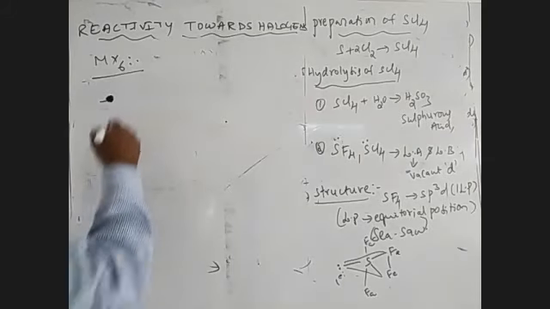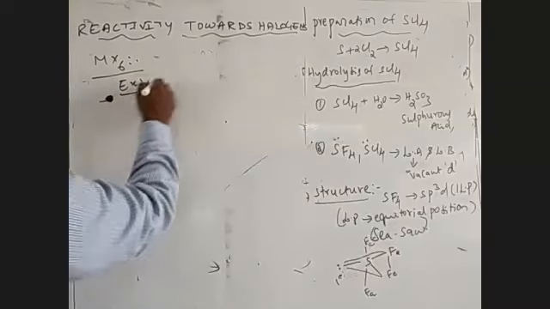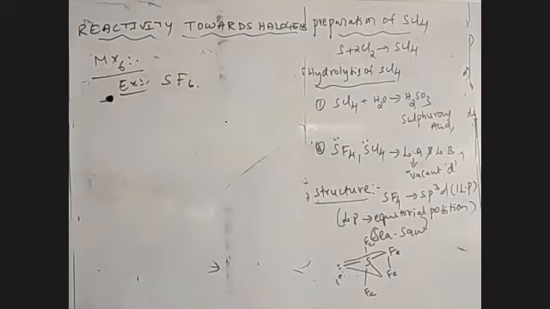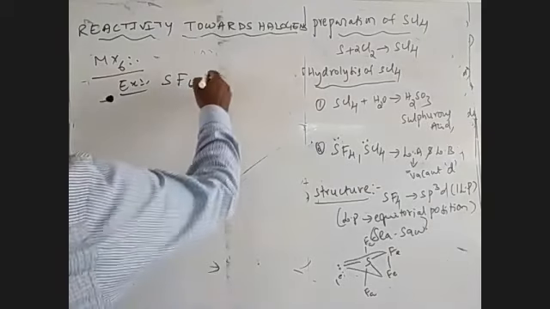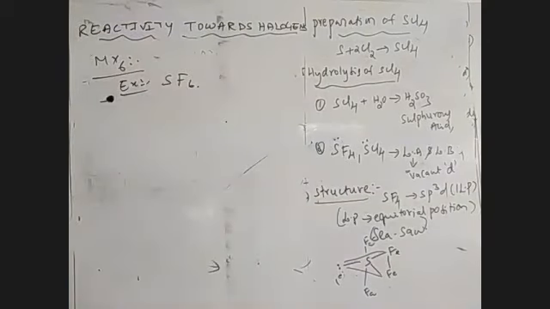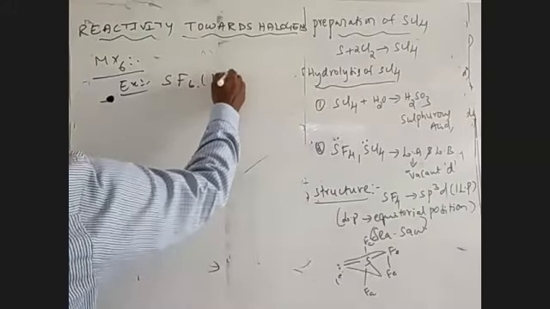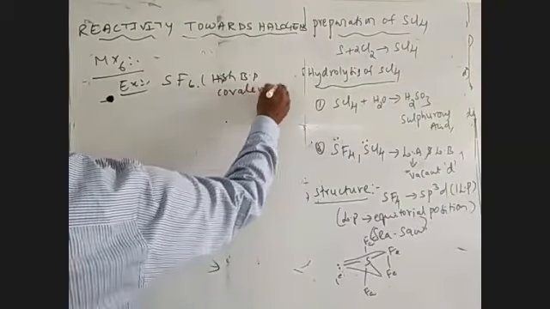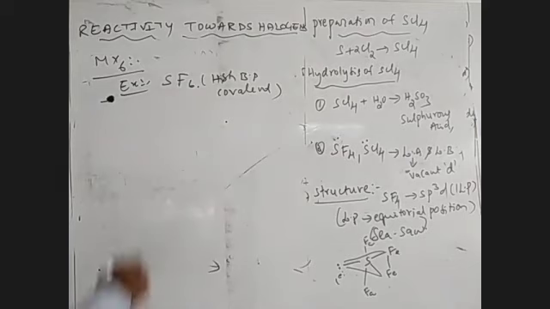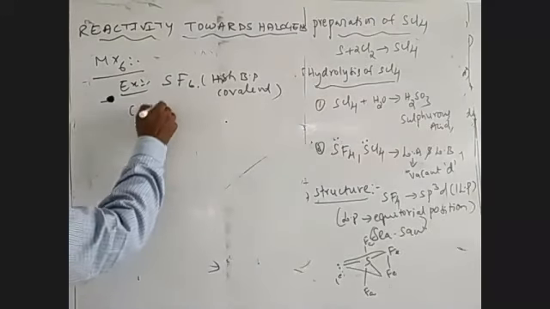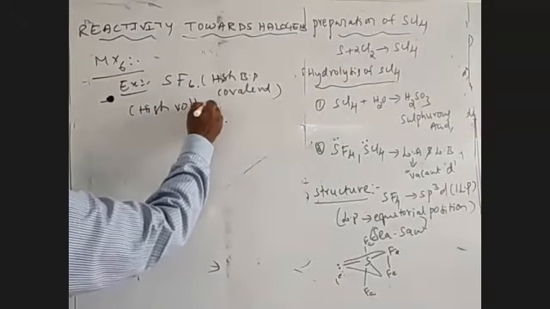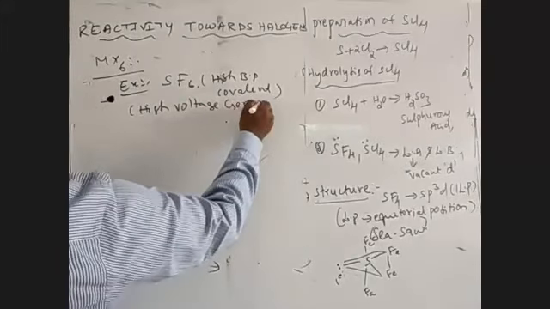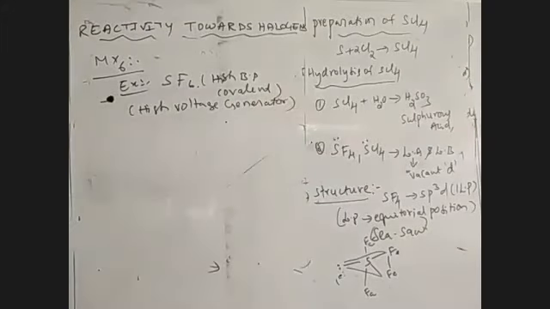Hexahalides. The only example of a hexahalide is sulfur hexafluoride. Here, sulfur hexafluoride is more covalent and has a high boiling point. As compared to the remaining halides, SF6 is a covalent halide with a high boiling point, and SF6 is also used in high voltage generators.